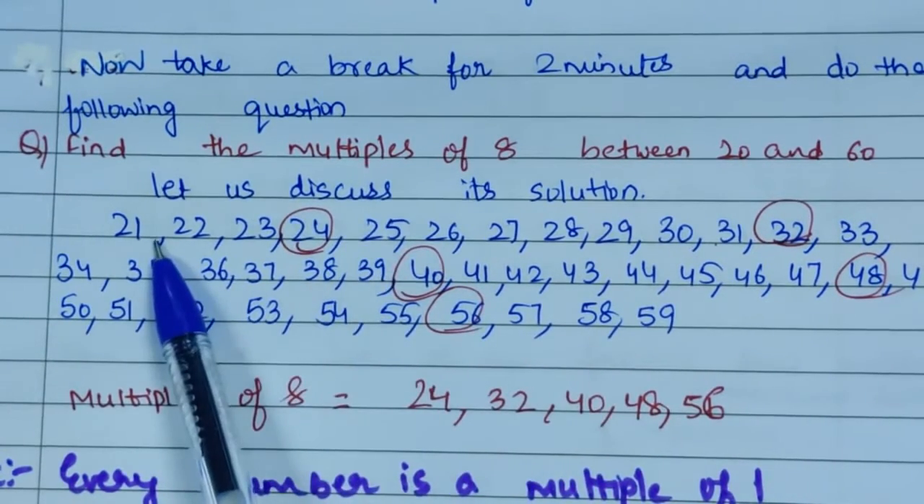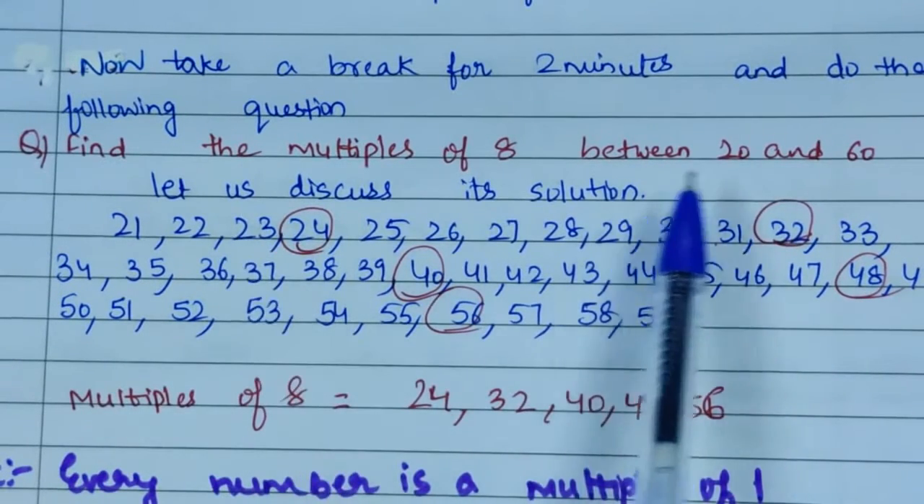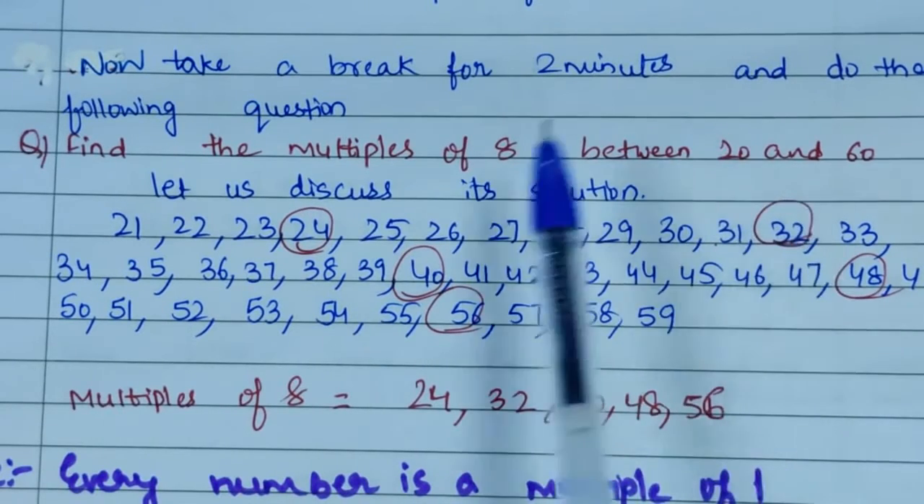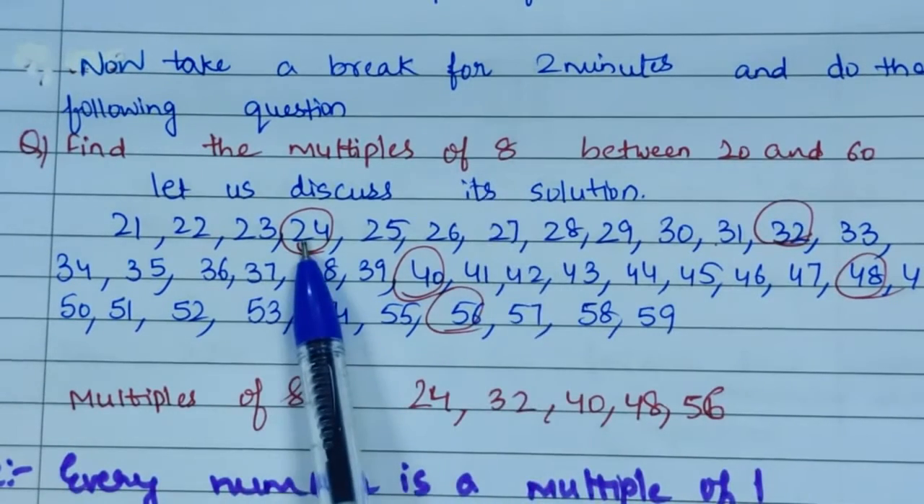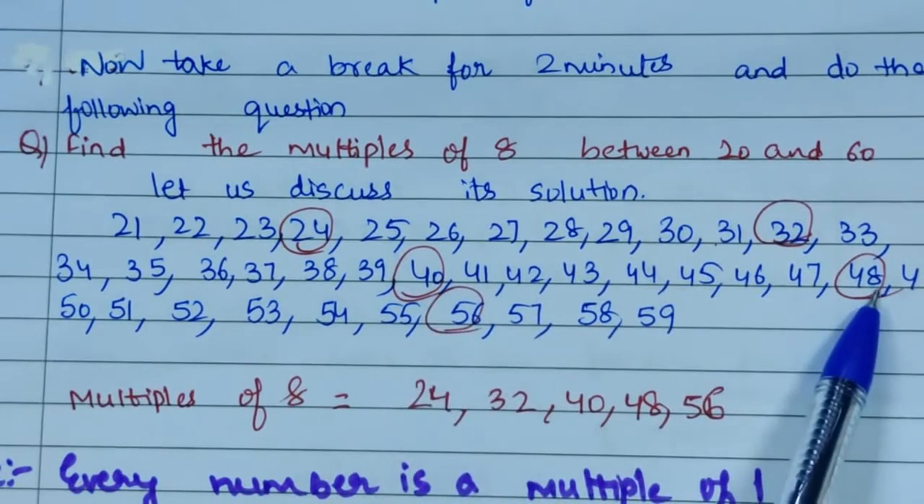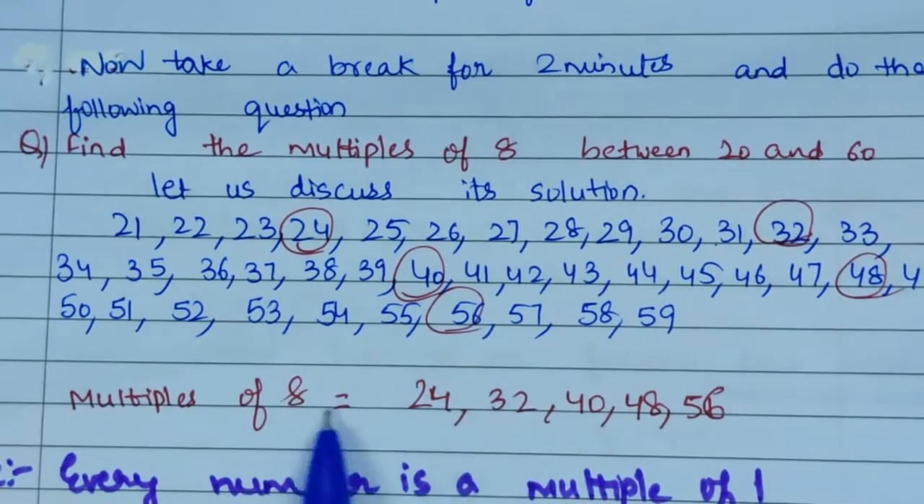Now 21 to 59 I have written the counting. Now you have to circle all the numbers which are multiples of 8. So 24, 32, 40, 48 and 56. These all are the multiples of 8. So we have written it like this.